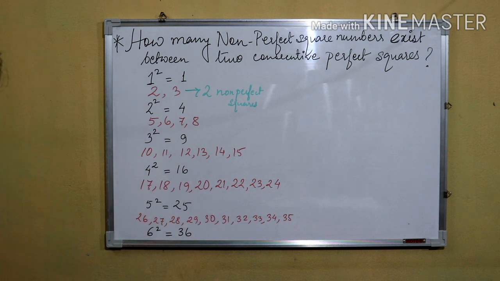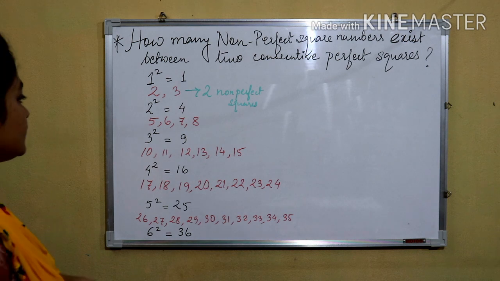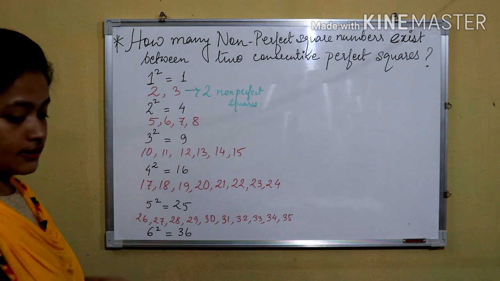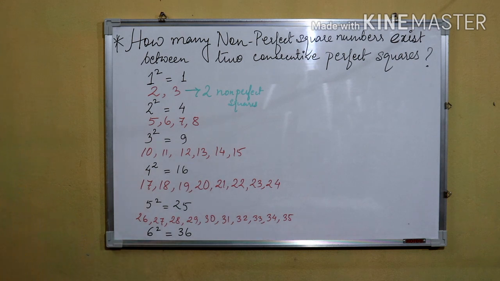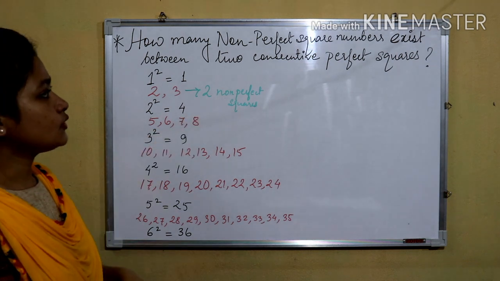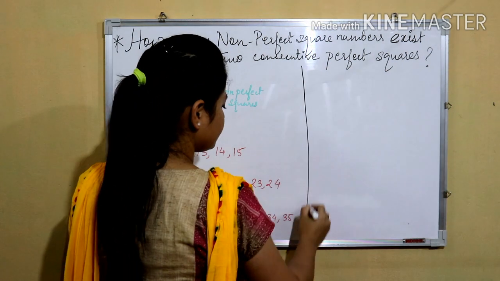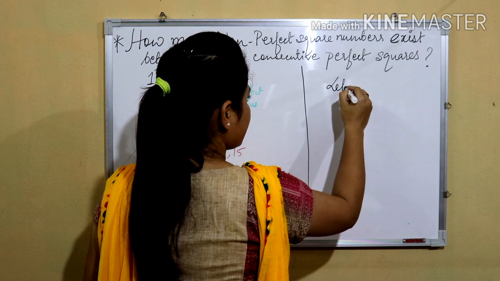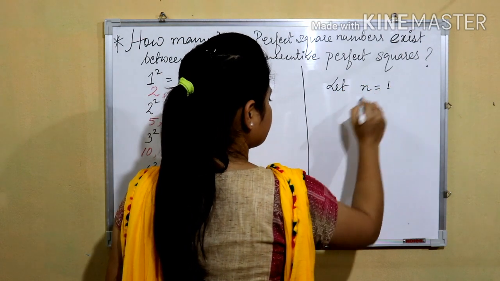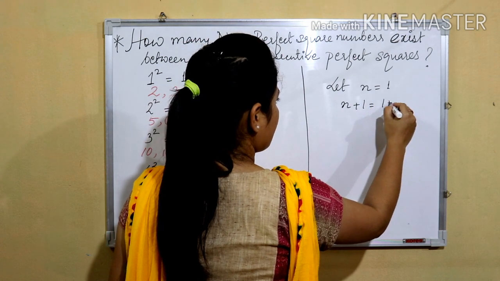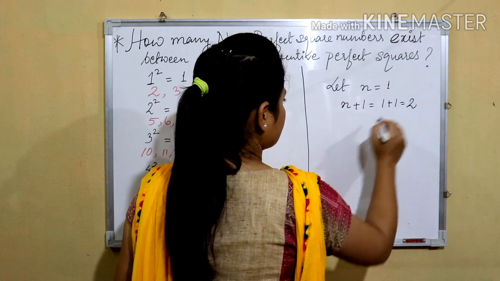But without writing these numbers, how to find out how many non-perfect square numbers lie between two consecutive perfect squares? So let us see now. Suppose let n equal to 1, so what will be our next number? n plus 1 will be 1 plus 1, that is equal to 2.